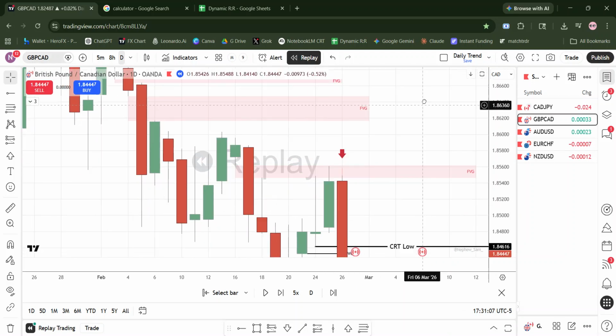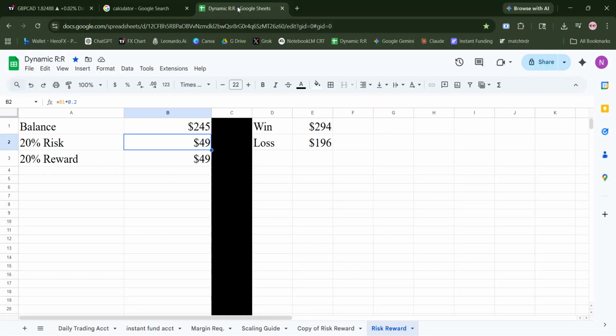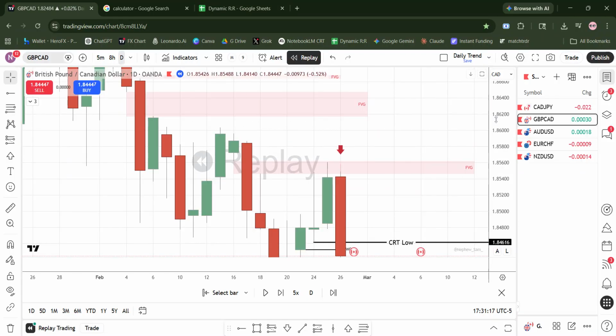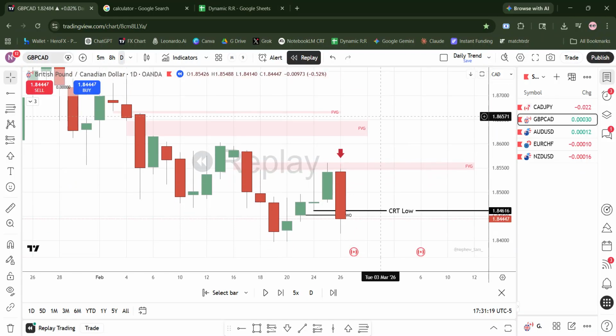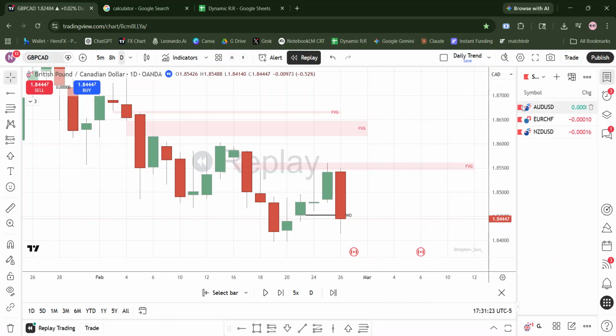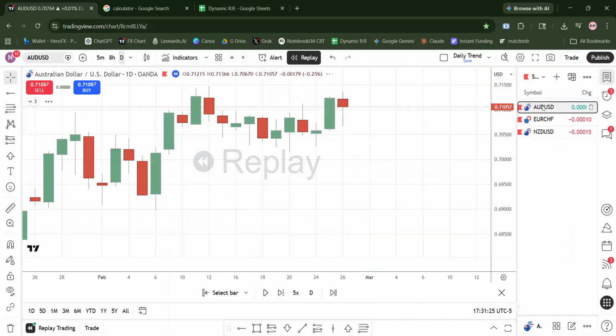All right, but either way, it's still a 20% day, right? So obviously if your account balance was bigger, you would have made more money, but this is good. All right, 20%. If you can make 20% on your money a day, you're doing better than most people. Okay, so that was that one. We'll get rid of these drawings. And we'll go to Aussie dollar.